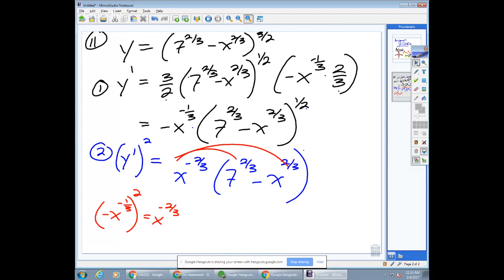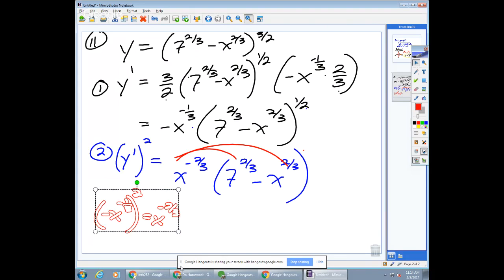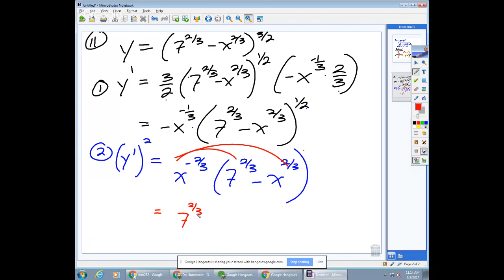Yeah, ask questions, please, if I do something that you think is screwy. All right, let's move that out of the way. Okay, so distributing here, what do we get? We're going to get a 7 to the 2/3 times x to the negative 2/3, and then x to the negative 2/3 times x to the positive 2/3. What's that end up being? That's just 1, right? Because that'll give me x to the power 0, which is 1. So I'm going to have a minus 1 there.